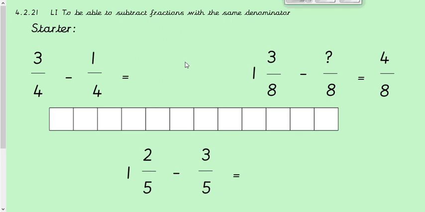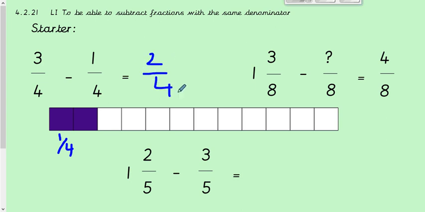Okay, hopefully you managed to have a go at those. We'll go through the answers now, and I'll show you how you could work out using a fraction strip. So the first one's 3/4, so we will say that each of these boxes is worth a quarter. If we have 3 and we take away 1, we have 2 left. So 3/4 take away 1/4 is 2/4. So that one should have been quite straightforward.